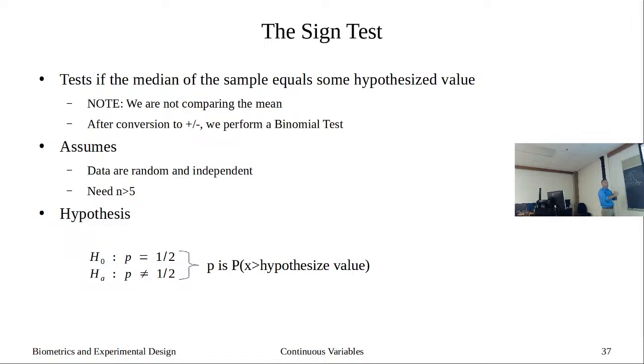If we're actually equal to it, we key it as a 0 and it doesn't get counted in our data. All right, the assumptions: we already said data are random and independent, and we need more than 5. Once we check this, we run what's called a binomial test. The binomial test has these hypotheses: the proportion of our points above our hypothesized value is 50%, and our alternate is that it's not equal to 50%.